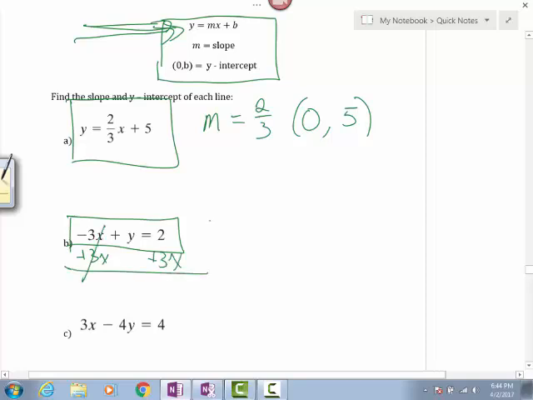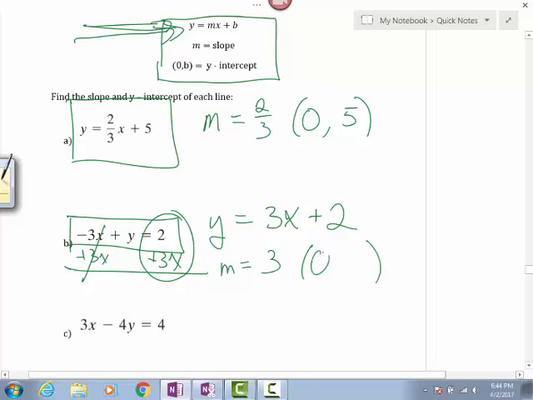So those will cancel. That's going to leave me with, now notice these here are not like terms, so that's just 3x plus 2. Okay, now I'm in the right format. So my m here will be the number 3, and my y-intercept is going to have coordinates (0, 2).